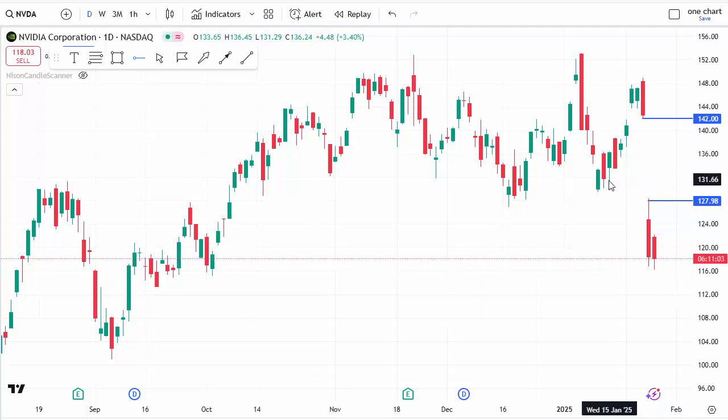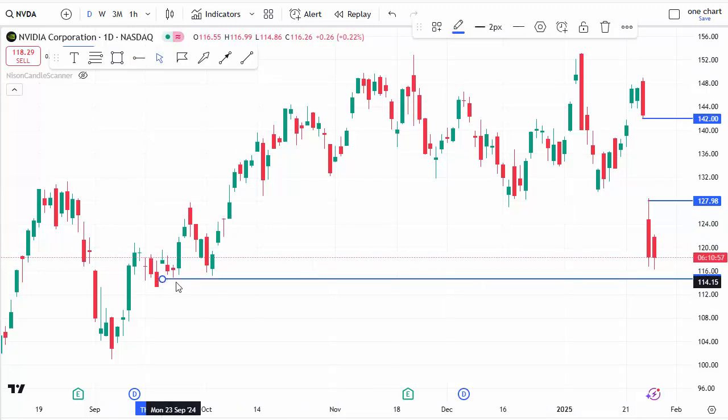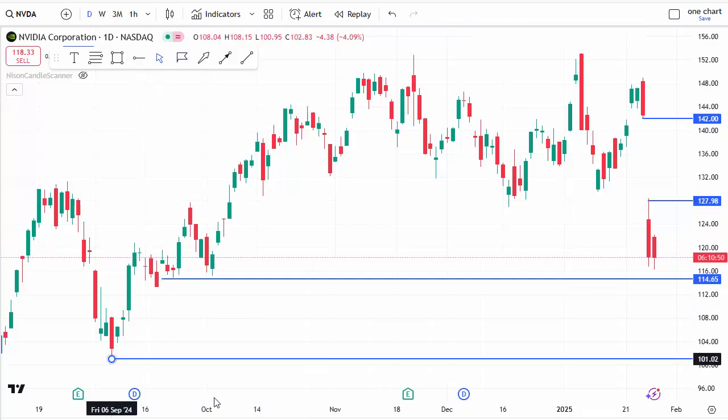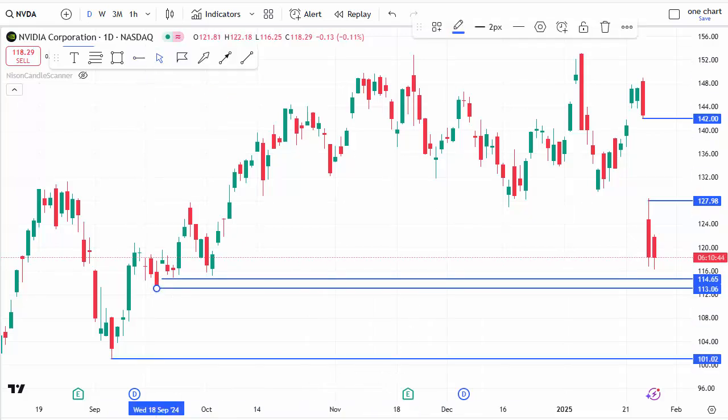So the short-term trend is obviously down, and it looks like there's some support here at the lows made back in September. All right, and then the next major support area is down here. Now, I'd actually give it a little bit of a leeway right over here. It's around the 113 area, give or take.